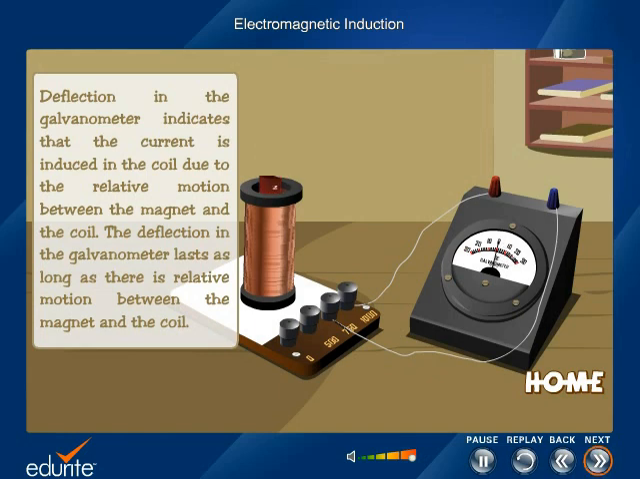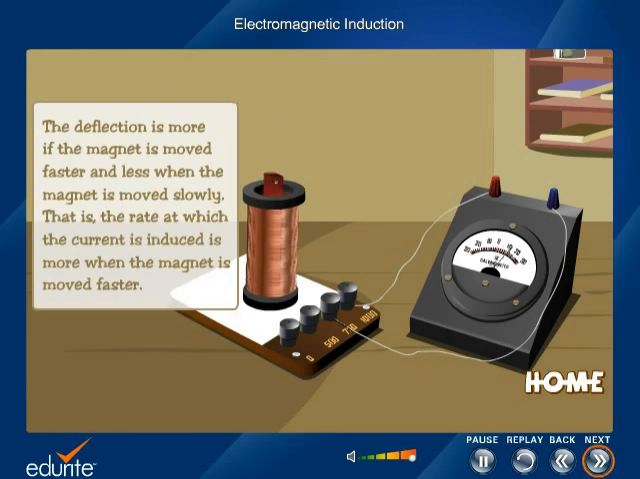Deflection in the galvanometer indicates that the current is induced in the coil due to the relative motion between the magnet and the coil. The deflection in the galvanometer is more if the magnet is moved faster and less when the magnet is moved slowly. That is, the rate at which the current is induced is more.